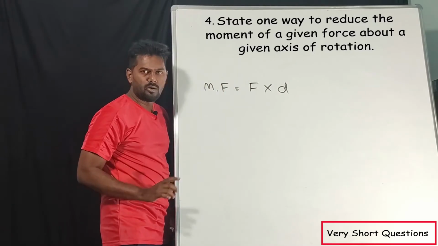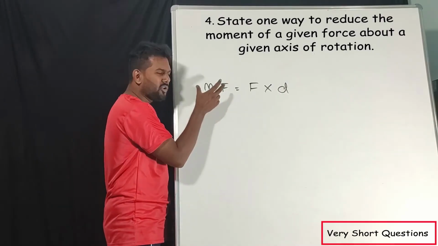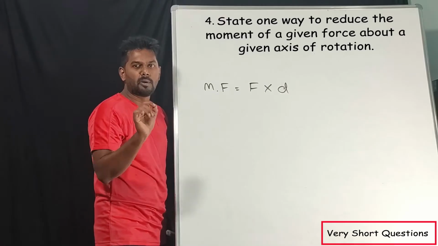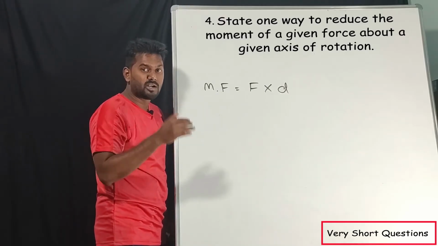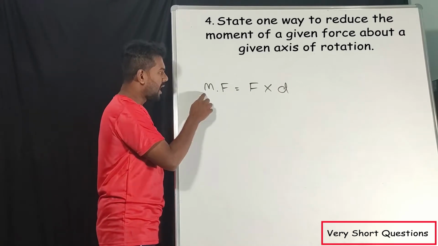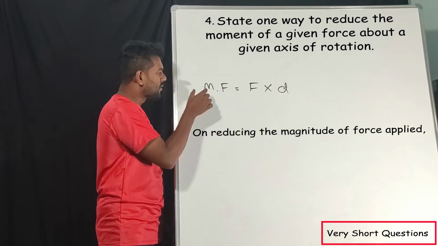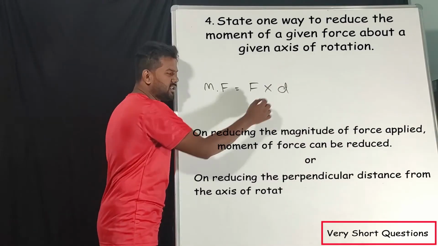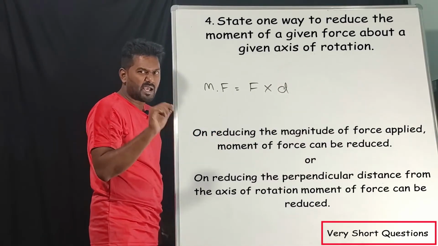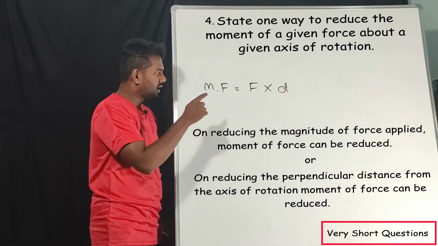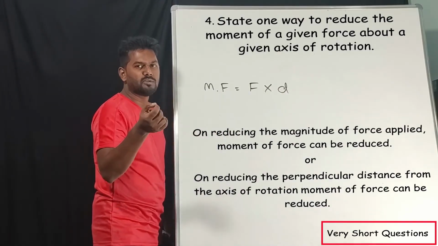Now listen, if you want to increase the moment of force, what you have to do? You should increase the magnitude of force. Or you have to increase the perpendicular distance. Now they are asking to reduce it. So reduce the magnitude of force. On reducing the magnitude of force, moment of force will reduce. Or you can also write, on reducing the perpendicular distance from the axis of rotation, you can reduce the moment of force. You can write any one of these answers.